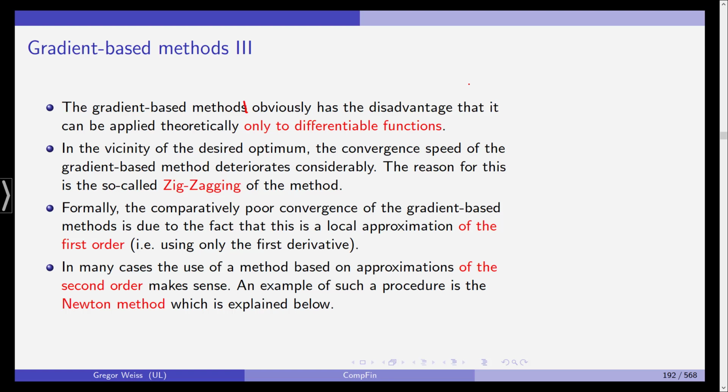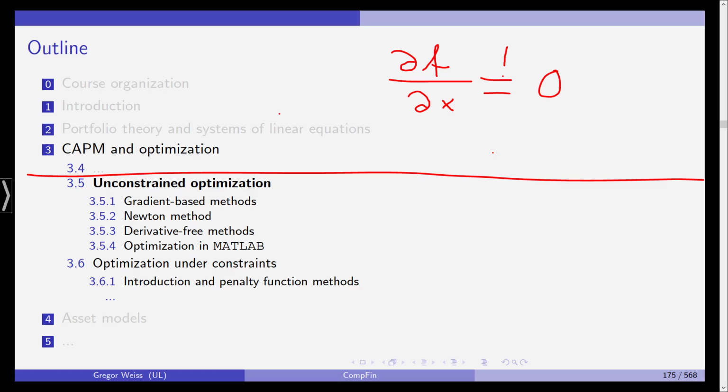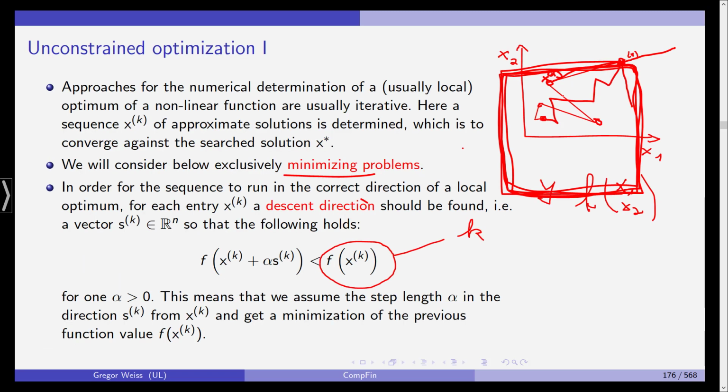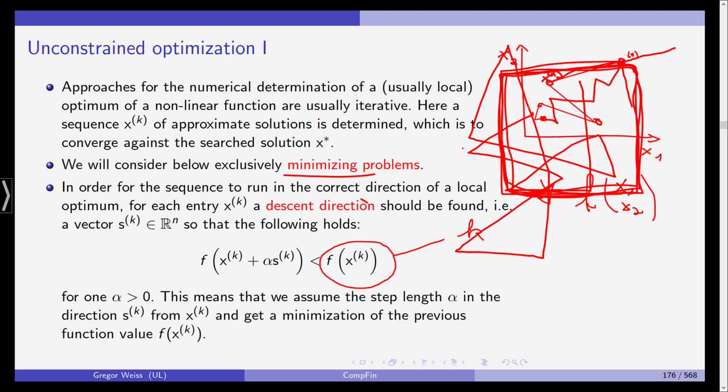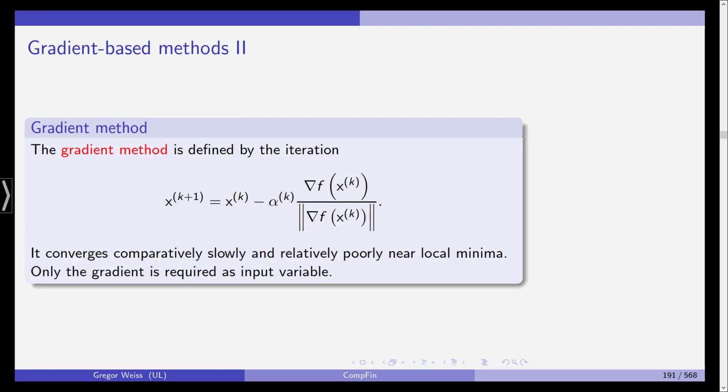Now, in the vicinity of the desired optimum, convergence speed deteriorates, and what we have is zigzagging. I actually showed this on one of the previous slides. If we go back, if you have something like this, this is called zigzagging because you are not really converging, but you are zigzagging around the optimum. So you want to prevent this from happening.